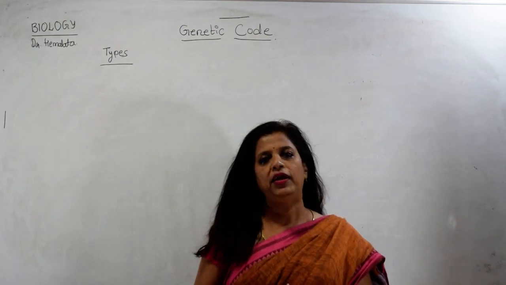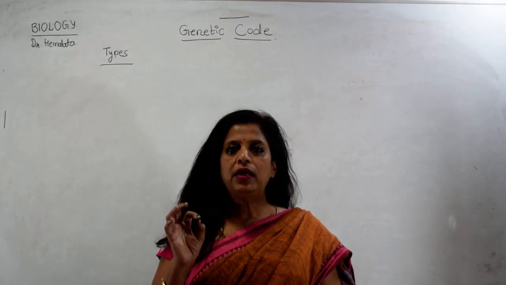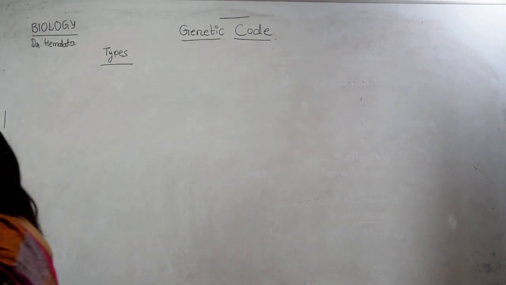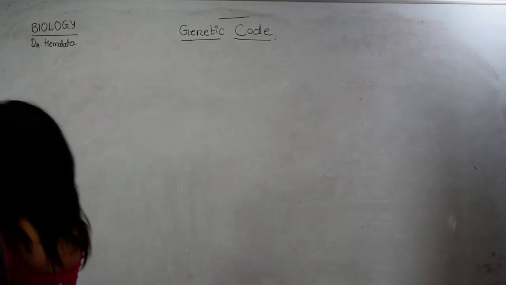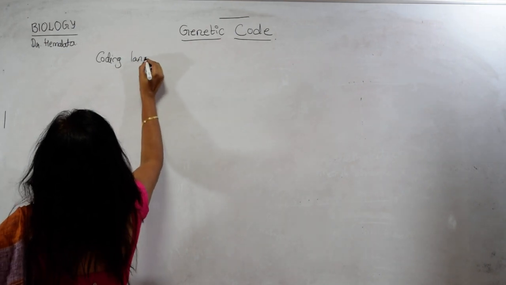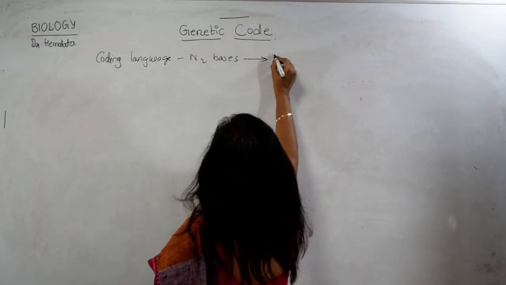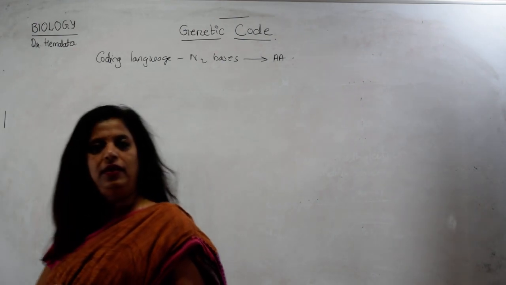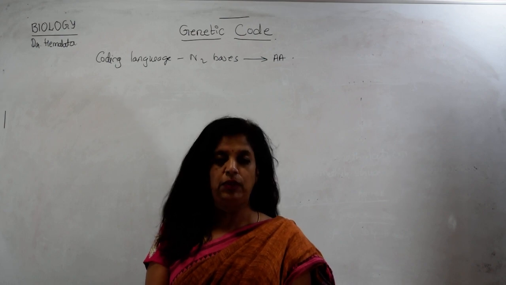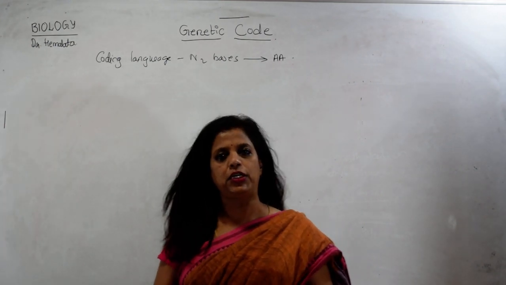What is genetic code? It is the coding language of nitrogen bases that can code for a particular amino acid. So how to define genetic code? It is the coding language of nitrogen bases that code for a particular amino acid. Right? We already know that during protein synthesis, I explained to you during translation that 3-3 nitrogen bases code for one amino acid. That's why we call it triplet coding language.